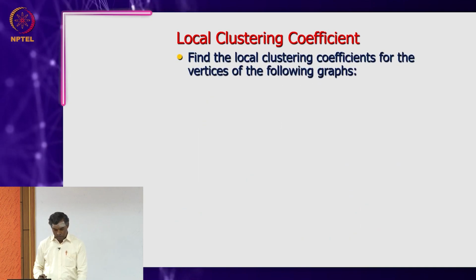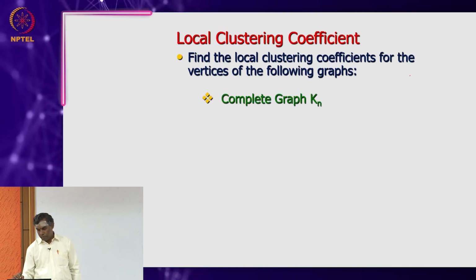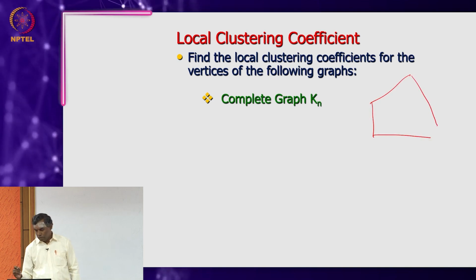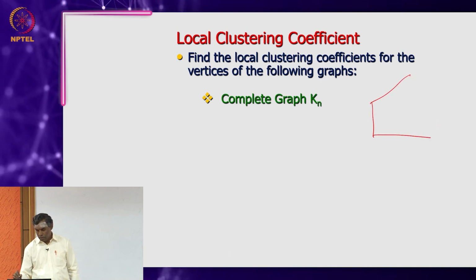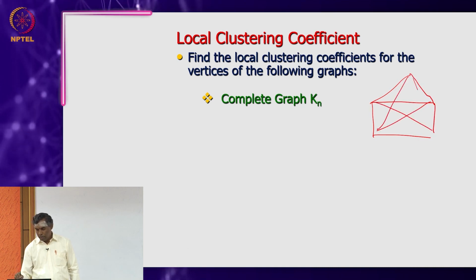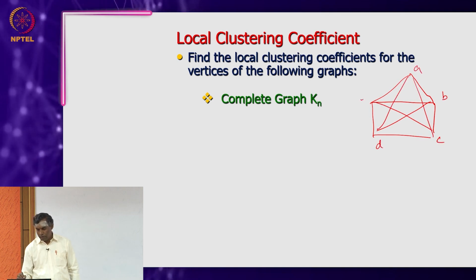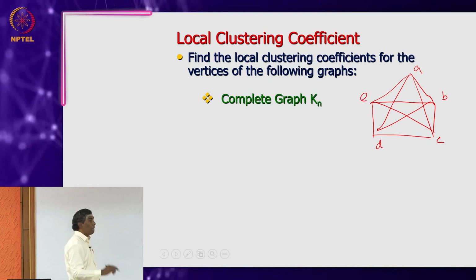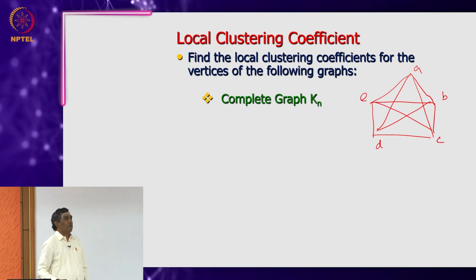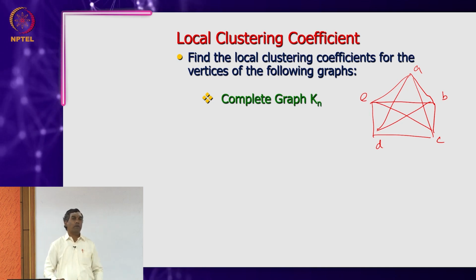Let us take Kn, a complete graph. Probably I draw K5. Maybe somebody will help me: what is the clustering coefficient of A, B, C, D? Clustering coefficient of A. Immediately you can guess it. How many neighbors for A, including 5? How many edges between the neighbors?